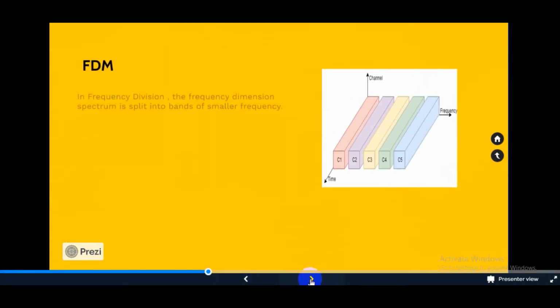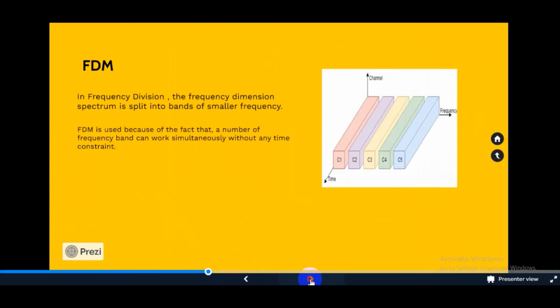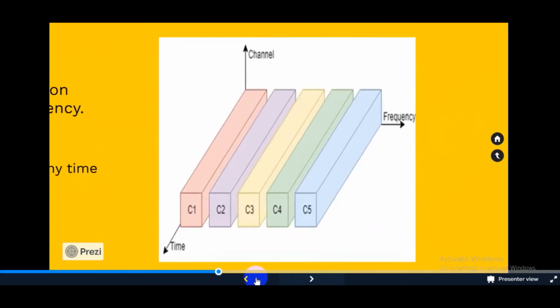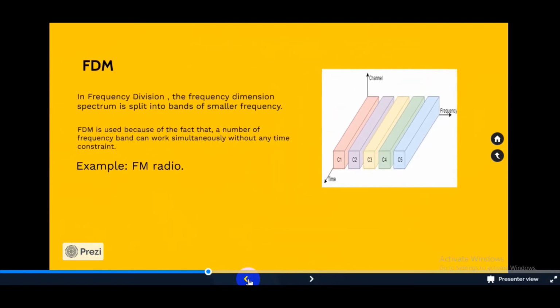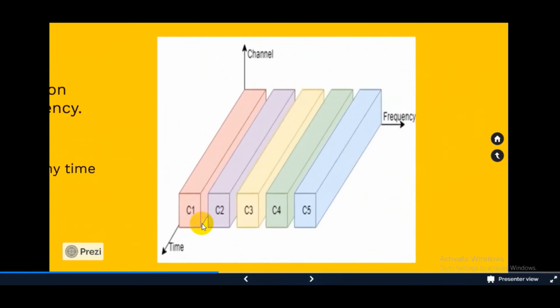Next is frequency division multiplexing. As you have seen space division multiplexing, now we are talking about frequency division multiplexing. Now, what is frequency and what is frequency division? Basically, here you can see the channels are utilizing the transmission medium, or they are going to transmit based on a frequency that is allocated to them.